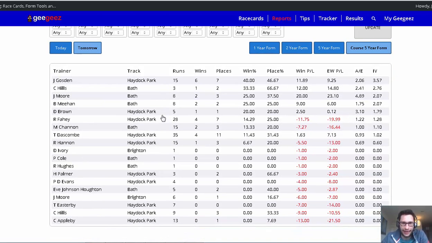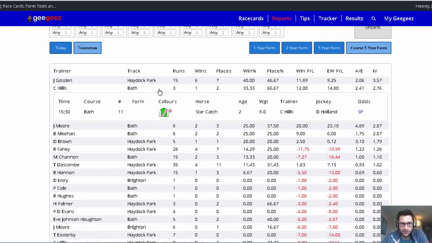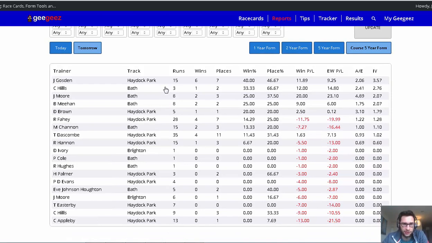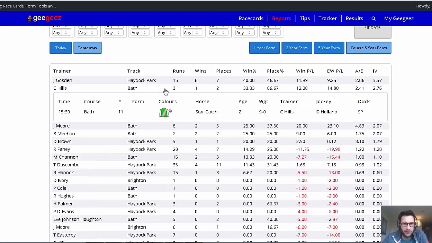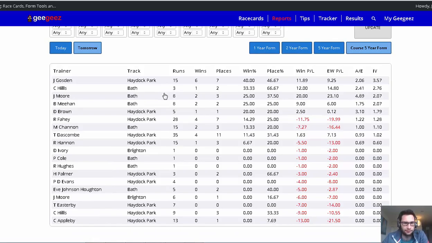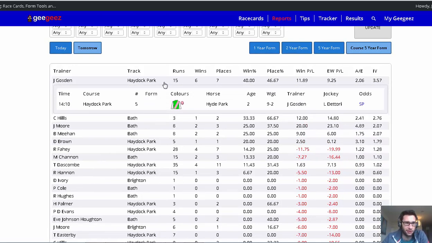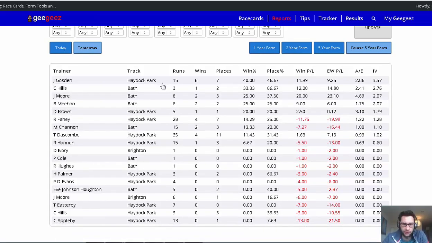You may want to look at other trainers. Charlie Hills at Bath, he hasn't sent many, he's only sent 3, 2 have placed. Darryl Holland, who is his main jockey now, is on. That may be of interest, although I think his big price winner may have been recently. And of course for these first time 2-year-olds, they could be in a maiden race, they could be in a novice race, of which obviously there are increasing numbers.